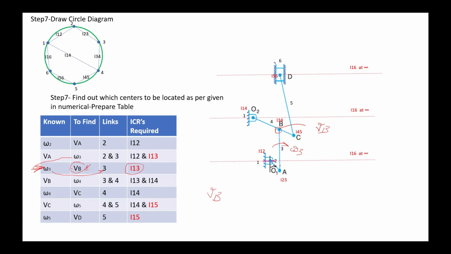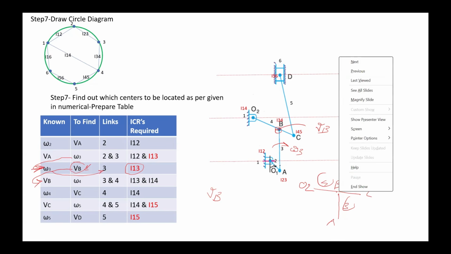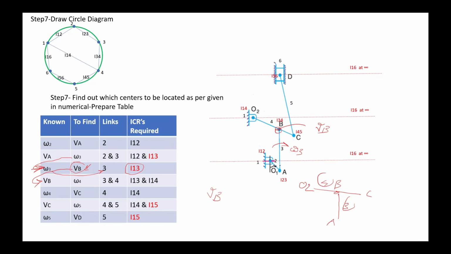Now if the velocity of point B is known, that will come in the next row, that the velocity of B is known. Now this point B, you can see here in your diagram, is appearing on link 3 as well as on link 4. This is link 3, AB, and link 4 is O2C. So point B is here. So point B is the common point of link 3 and link 4. So the velocity of B is known to you.